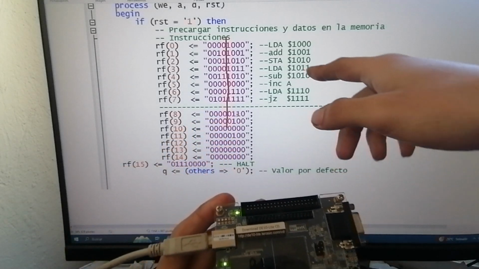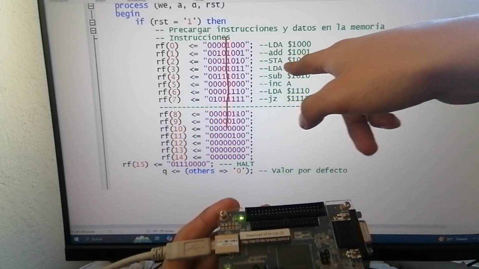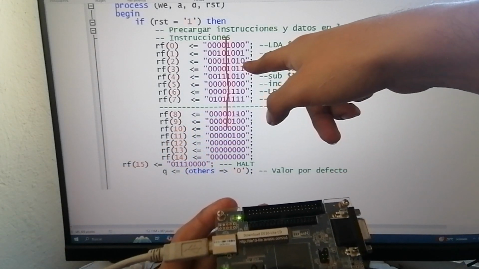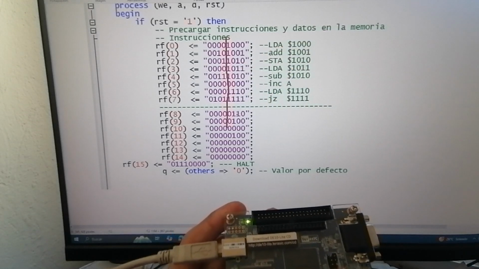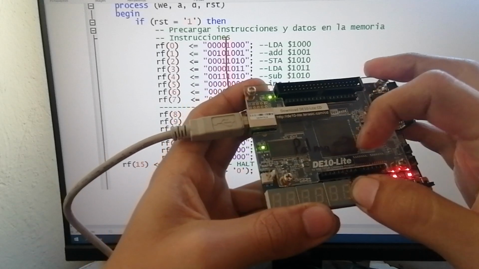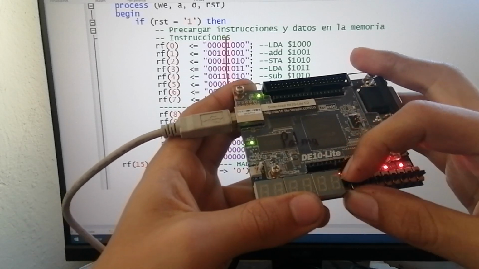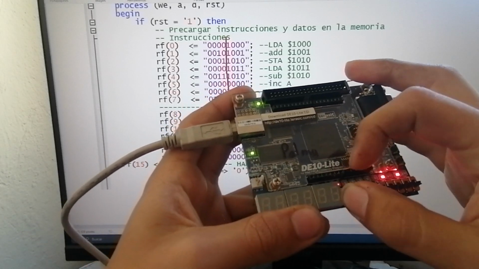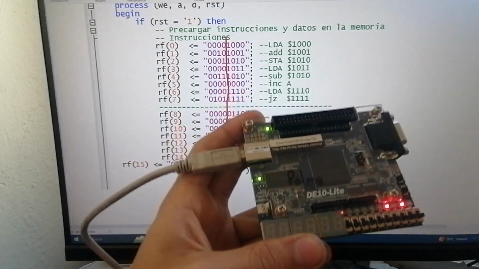Now we're going to save this value in the position number 10. So we're going to make this again. It's start, fetch, decode, and we have already saved it.